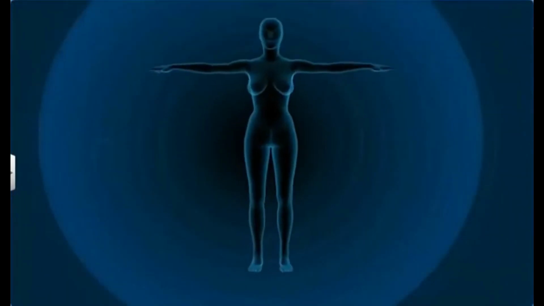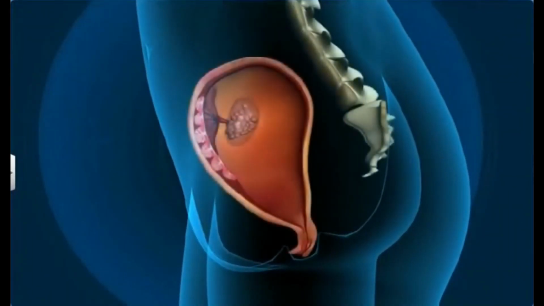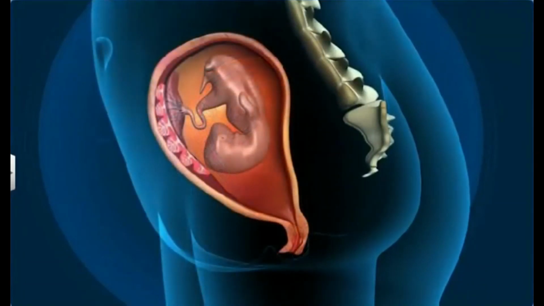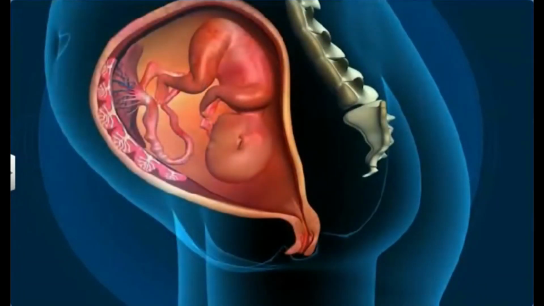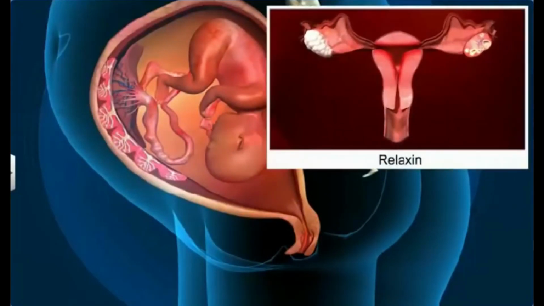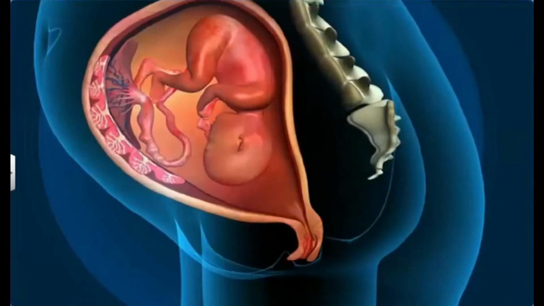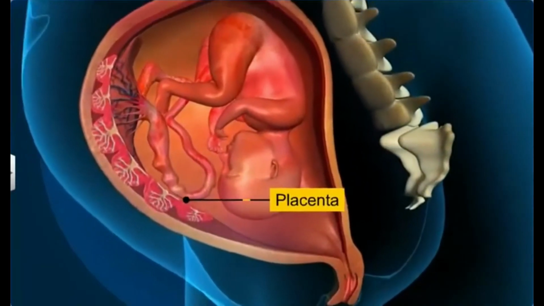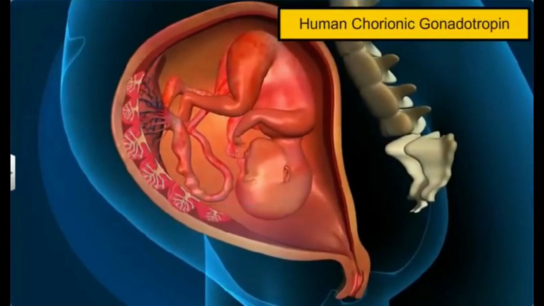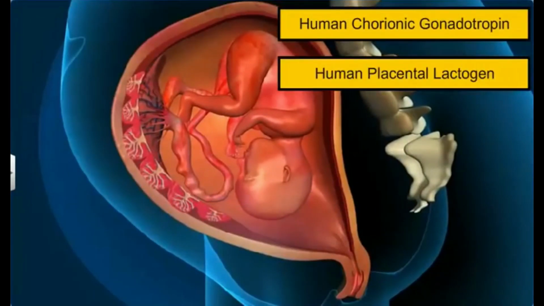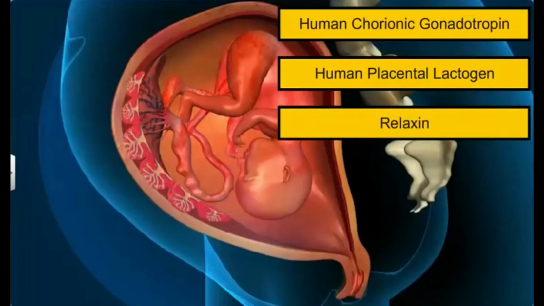Interestingly, while the fetus is undergoing cell developmental changes, the mother's body too is undergoing several hormonal changes. The ovary, for example, starts secreting the hormone called relaxin. Likewise, the placenta starts secreting hormones such as human chorionic gonadotropin or HCG, and human placental lactogen or HPL. Incidentally, HCG, HPL and relaxin are secreted only when a woman is pregnant.